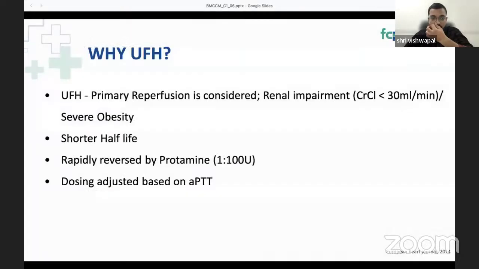So why heparin? Heparin is the first drug of choice for primary reperfusion. Even in a patient with renal impairment, where the creatinine clearance is less than 30 ml per minute, and in severe obesity, the first drug of choice is heparin. It has a shorter half life. It can be rapidly reversed by protamine, 1 milligram of protamine for 100 units of heparin. Dosing can be adjusted based on the APTT.